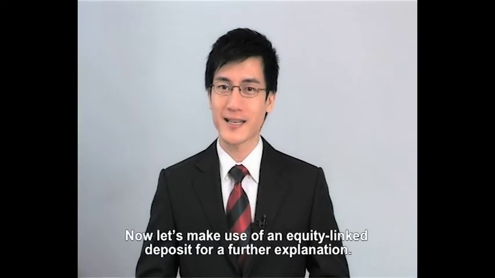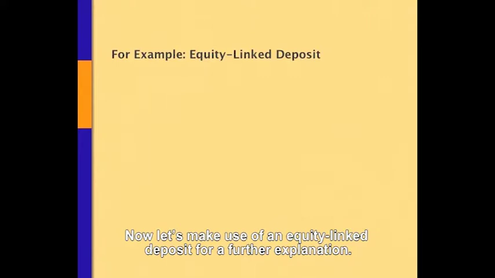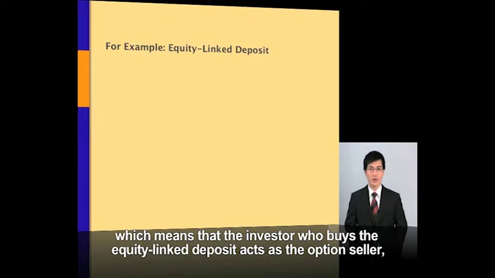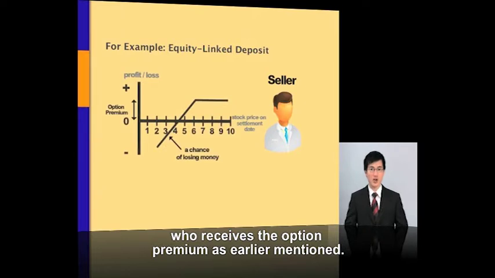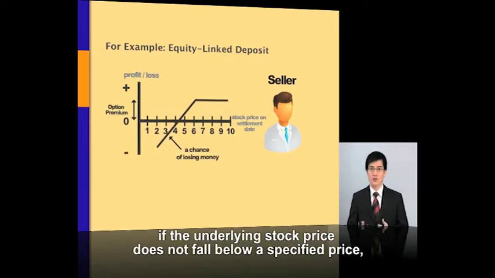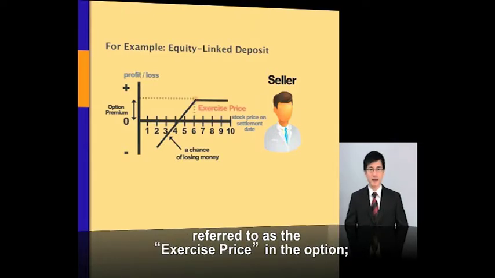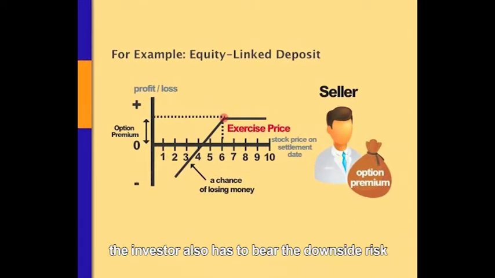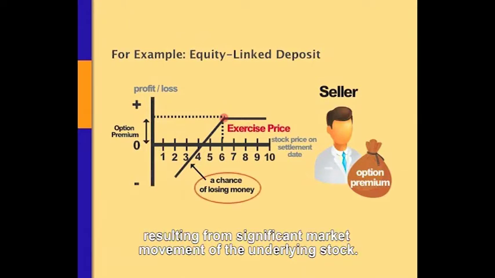Now let's make use of an equity-linked deposit for a further explanation. Its structure contains an equity option, which means that the investor who buys the equity-linked deposit acts as the option seller, who receives the option premium as earlier mentioned. In this case, if the underlying stock price does not fall below a specified price, referred to as the exercise price in the option, the investor can earn the option premium and thereby enhance his or her potential return. On the other hand, the investor also has to bear the downside risk resulting from significant market movement of the underlying stock.